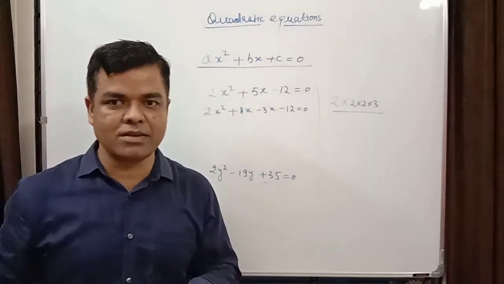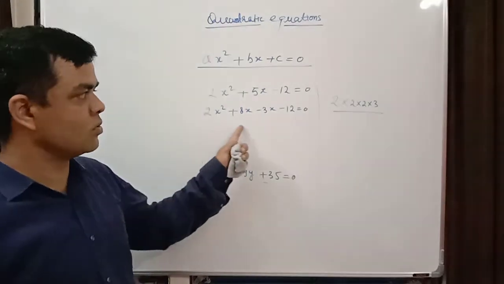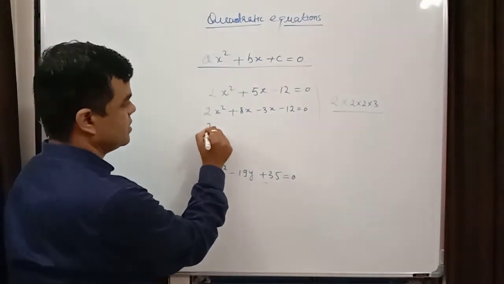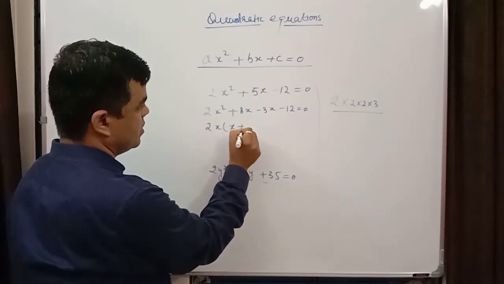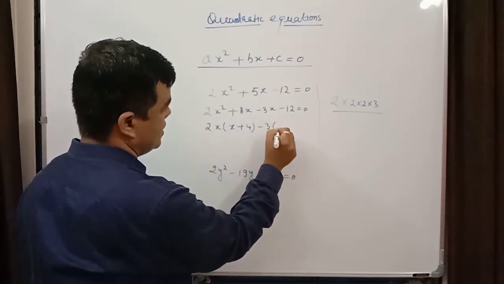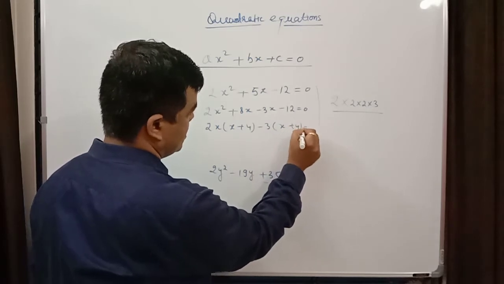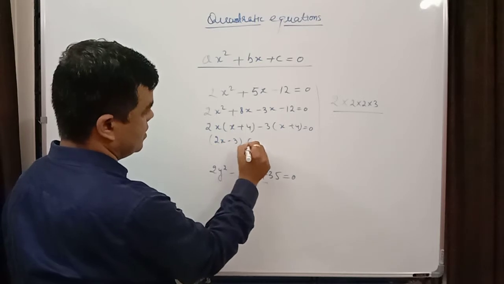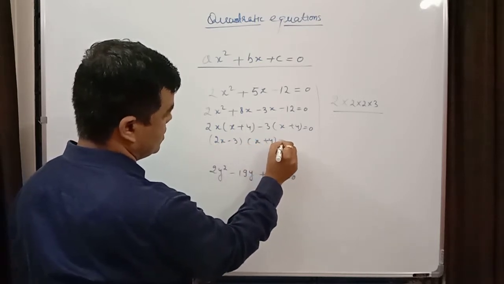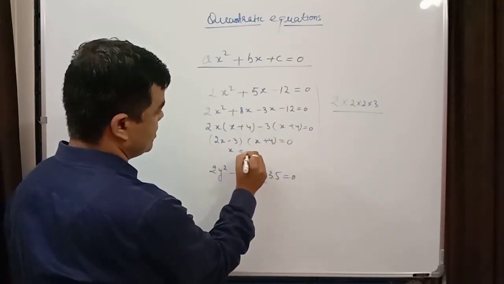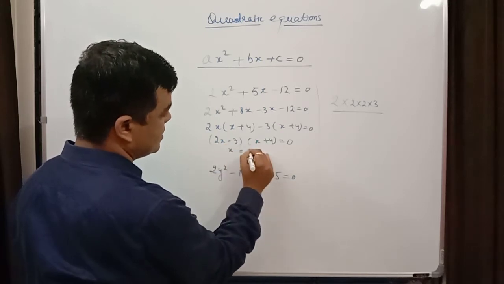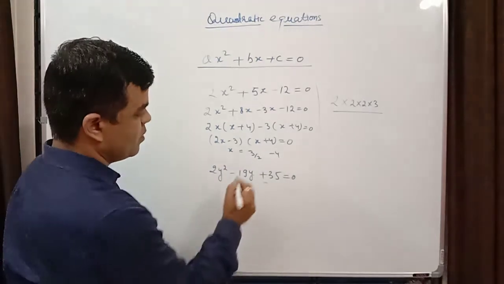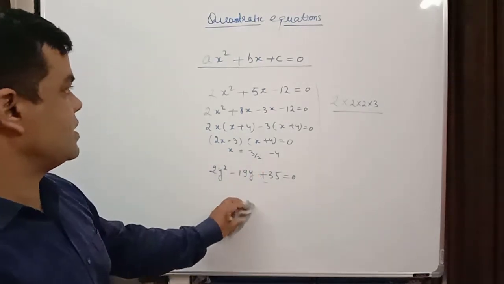Very basic I am telling you. In the exam you don't have to do this. If you practice, you can do it without writing all this. So take 2x plus 8x minus 3x minus 12 as x plus 4 common, minus 3 times x plus 4. Okay. So 2x minus 3 and x plus 4 is equal to 0. So the roots of x will be plus 3 by 2 and minus 4. Okay. Plus 3 by 2. I will tell you how to write it.